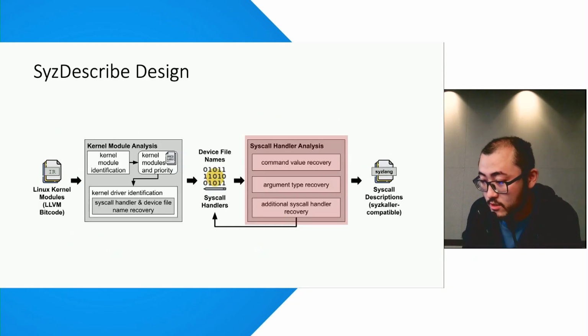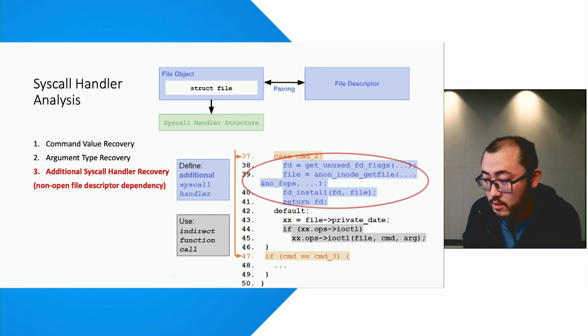For each discovered Syscall handler, SyzDescribe attempts to recover additional details about those interfaces. This includes the command value, argument type, and the additional Syscall handler from the IO control. So in addition to the module init function, Syscall handlers themselves can also create additional Syscall handlers. This is most common in the Syscall IO control, where additional file objects are created.